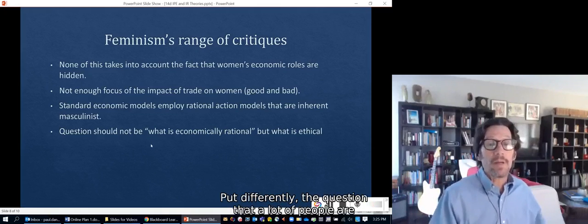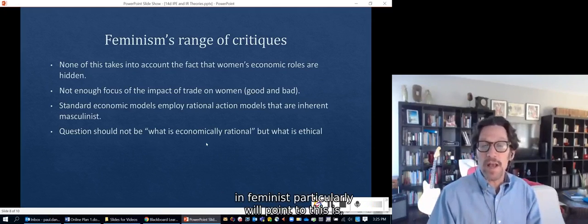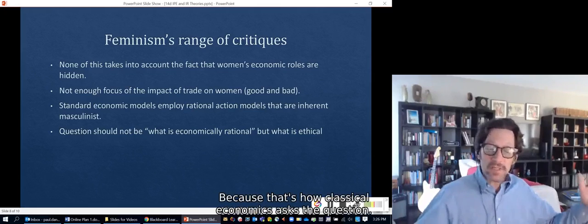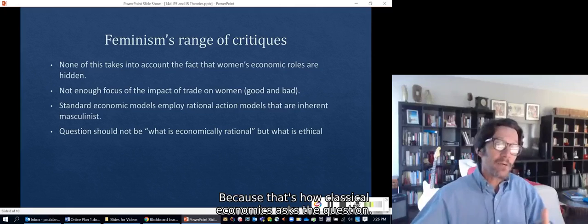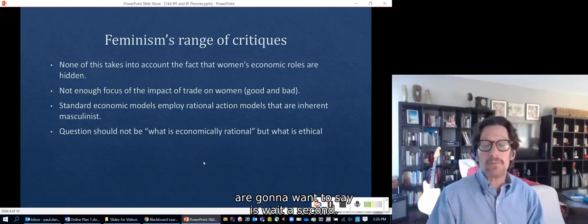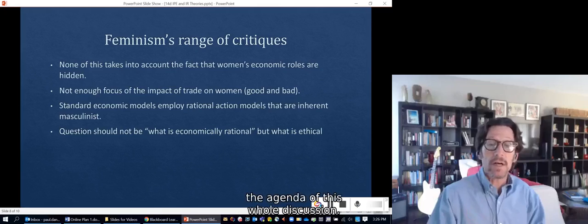Put differently, the question that a lot of people are going to say should be asked, and feminists particularly will point to this, is that what is economically rational is not the question at the center of all this discussion, because that's how classical economics asks the question. And what feminism and other perspectives are going to want to say is, wait a second, that's not the right question, or it's not the only question. How about what is ethical? How about what is fair? How about what's a decent living wage? These sorts of things. And so they want to broaden the agenda of this whole discussion.